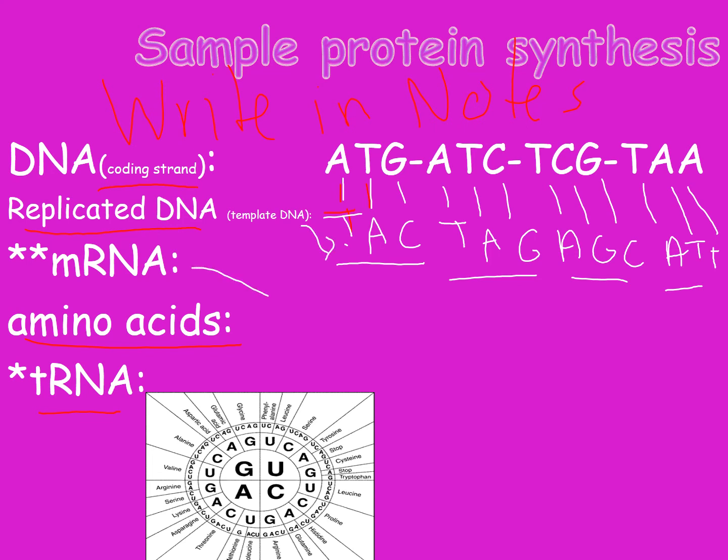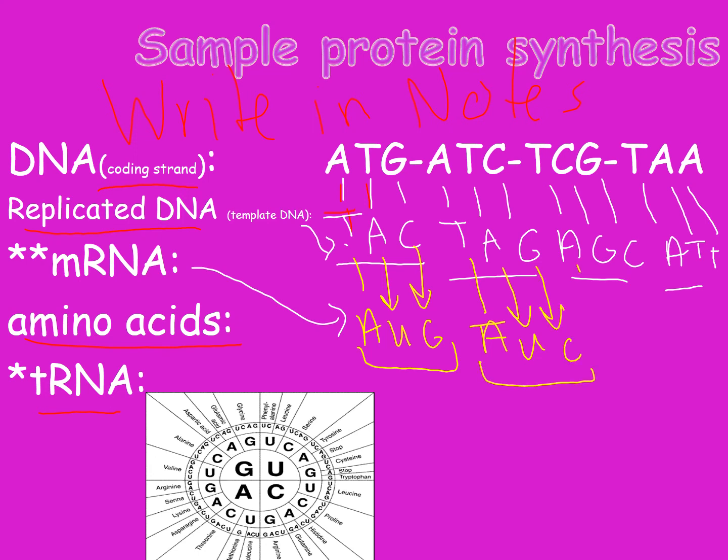So now I'm going to do my mRNA in a different color. T goes to A, A goes to U, C goes to G. Block it off. T goes to A, A goes to U, G goes to C. A goes to U, G goes to C, C goes to G. And my last one, T to A, A to U. All right.